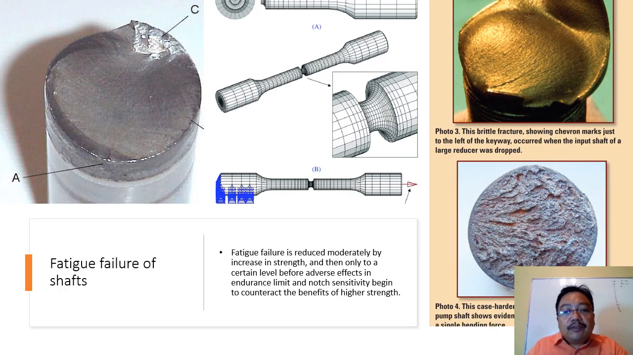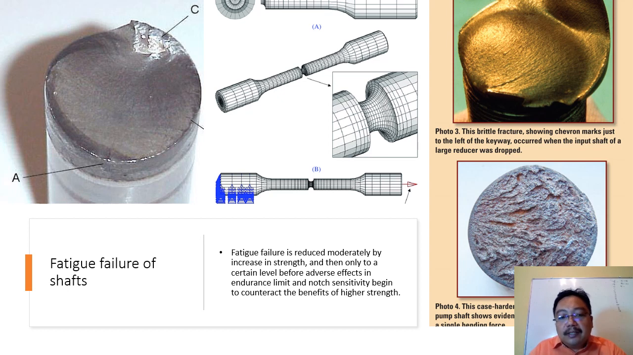Now we are talking about fatigue failure on shaft. Okay, what is fatigue failure? The fatigue failure is reduced moderately by an increase in strength, but only to a certain level before adverse effects in endurance limit and notch sensitivity begin to counteract the benefits of higher strength.